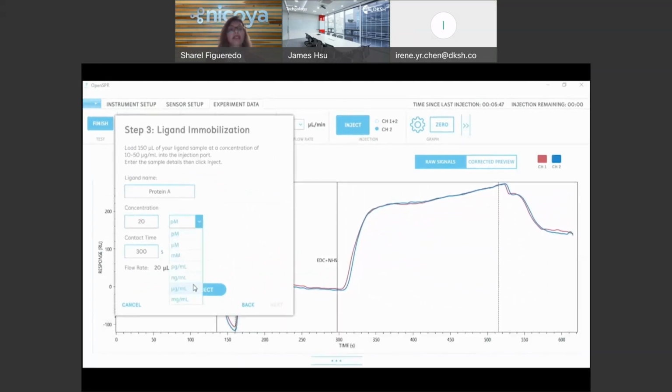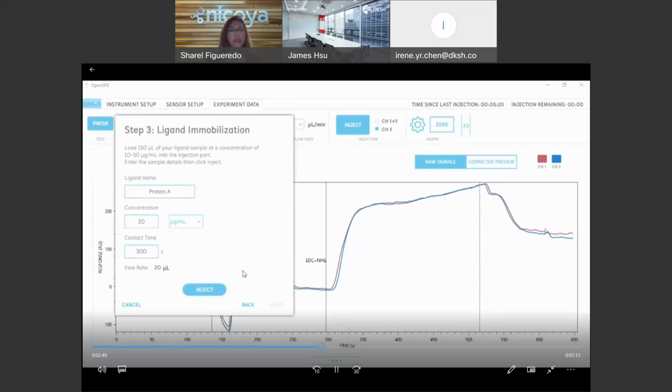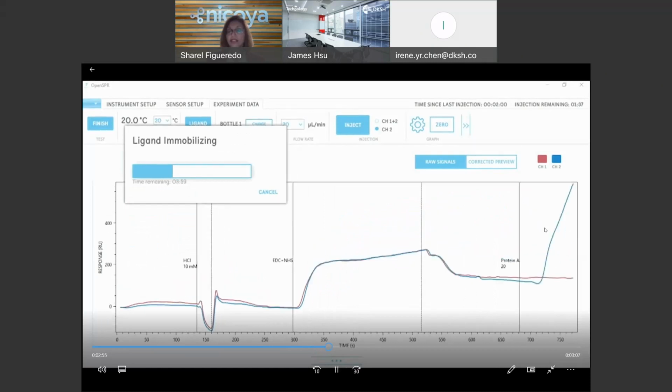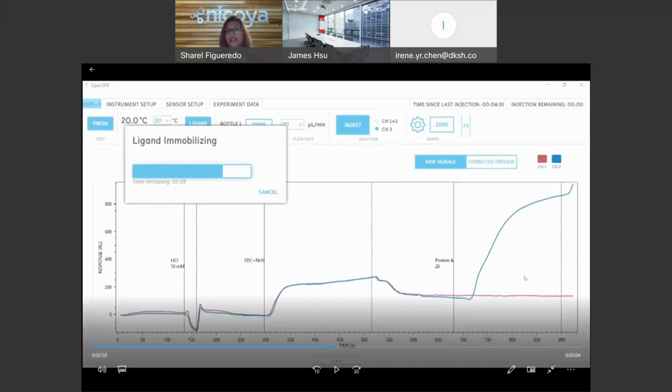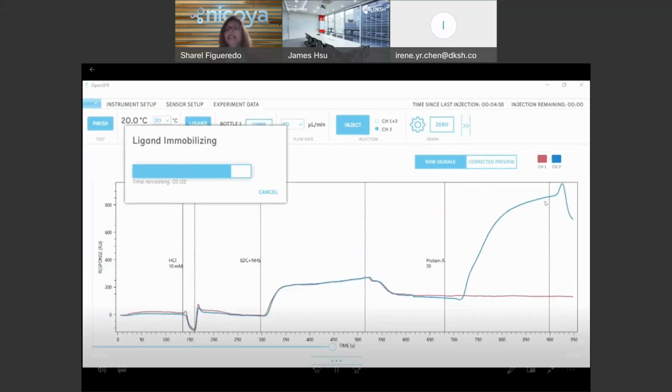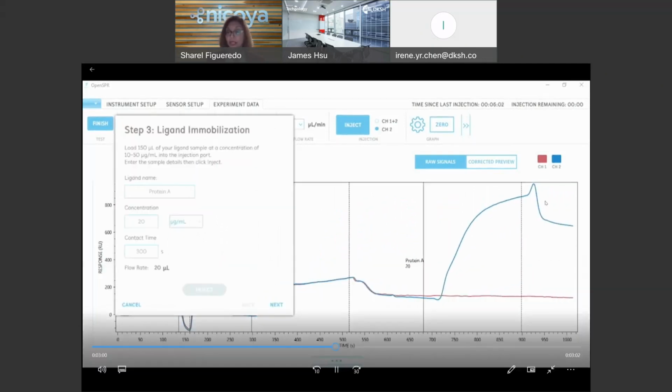Now the next part is to immobilize our ligand, and this is protein A. The software guides the researcher to add the next reagents. As you can see, the ligand is immobilized only in channel 2 and not in channel 1. You can see the reference in red, the baseline is low, whereas you have a nice sharp increase in the active channel, indicating protein A has been immobilized.